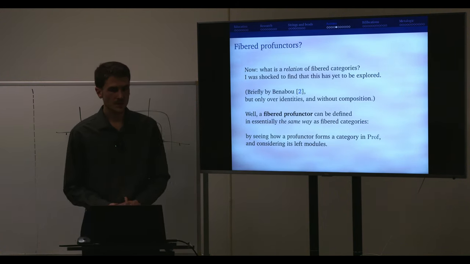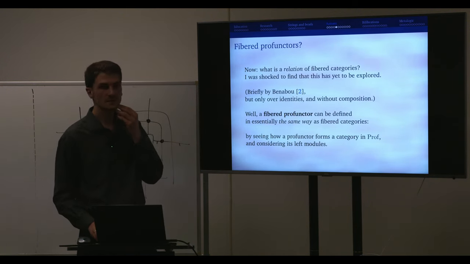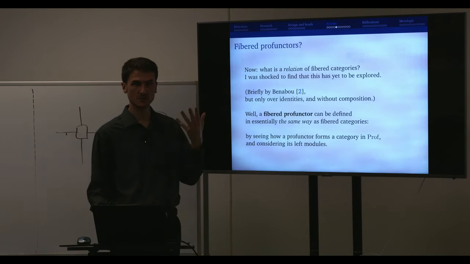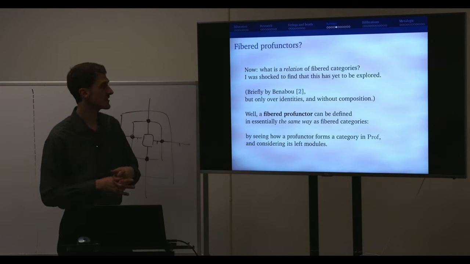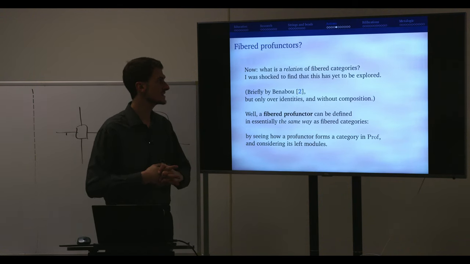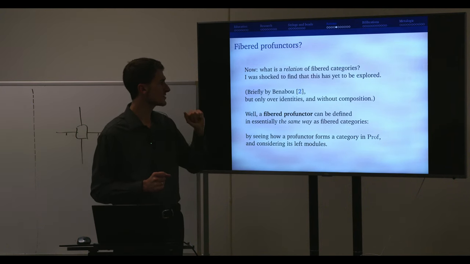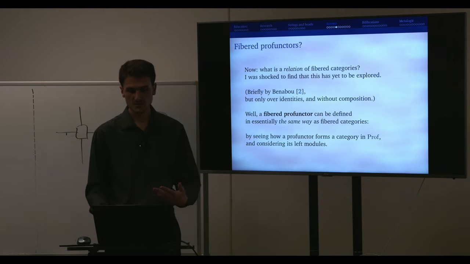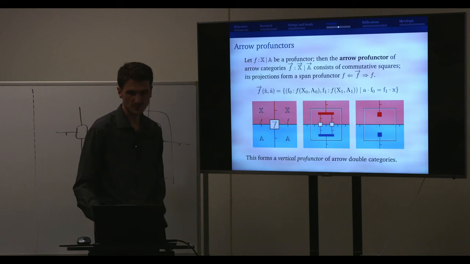All right, so now the question is, what is a relation between fibered categories? If we think of these strings as being dependent categories, what's the right concept of a relation or profunctor between dependent categories? And I was shocked to find that this has yet to be explored. It's been briefly explored by Bénabou and Street, but only over identities and without composition. And it turns out that fibered profunctors can be defined in essentially the same way as fibered categories.